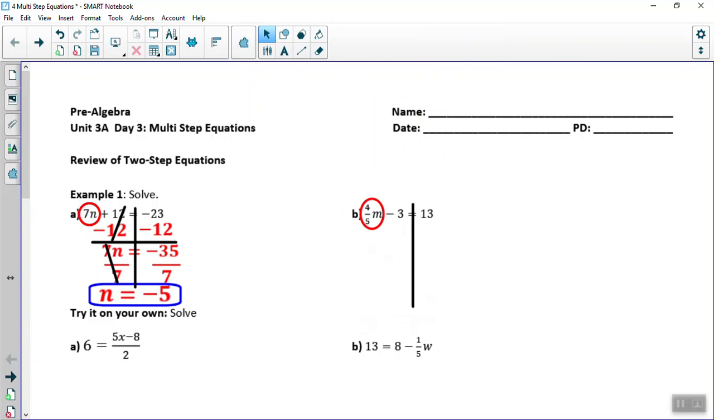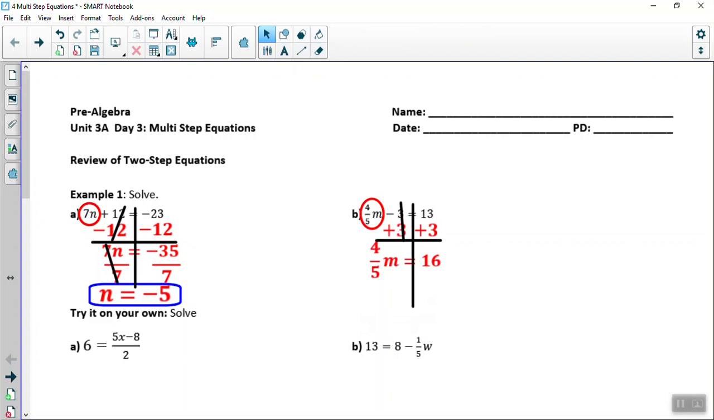Alright, so now we can isolate this term by undoing this subtracting 3. So the inverse of subtraction is addition. So we're going to add 3 to both sides. That cancels these out. I always like to draw a line under each of my steps. And then we are left with 4/5 m equals 16.